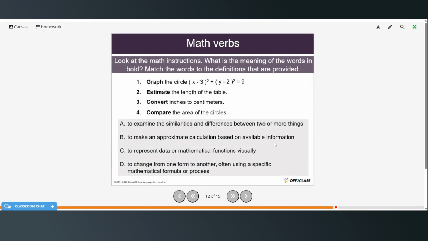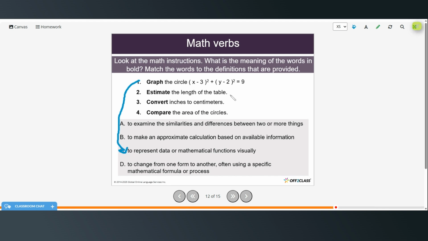Alright, we have a few more math verbs. So do the same thing again. Match the words in bold to the correct definition. So graph the circle, x minus 3 squared plus y minus 2 squared equals 9. So the word graph is to represent data or mathematical functions visually.